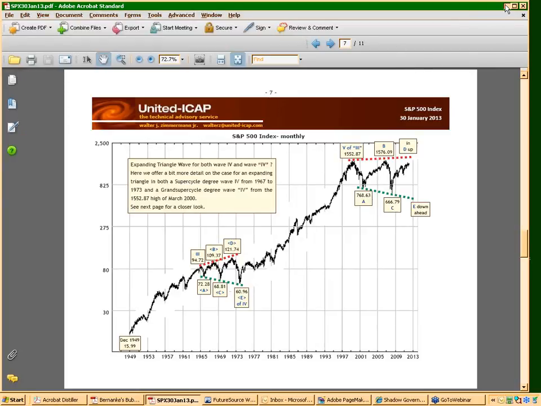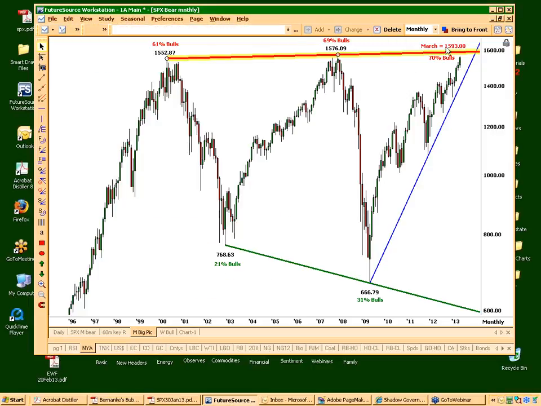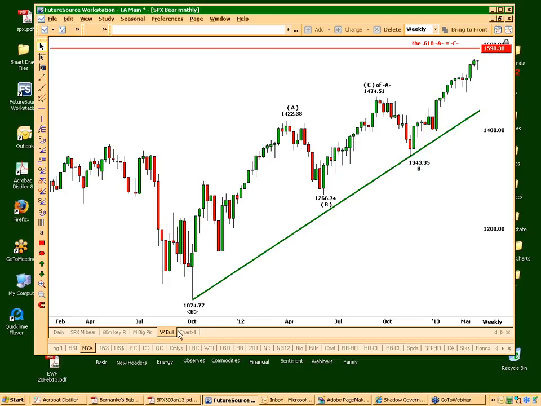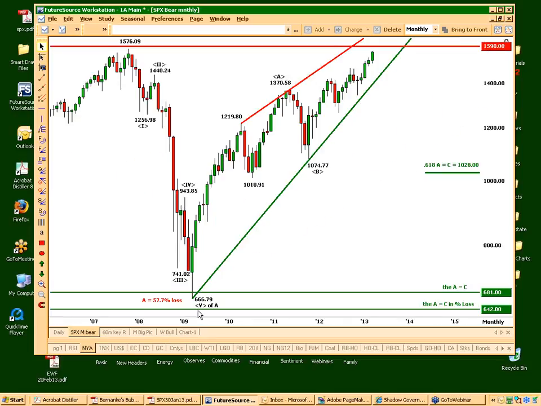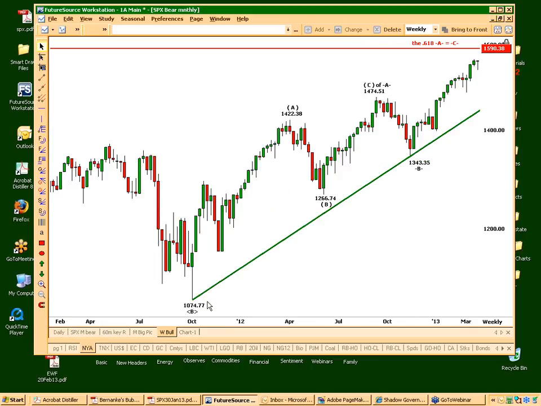Well, our bearish case lately has been this 1590, 1593 area. If we connect the dots from the internet bubble peak to the housing bubble peak in the S&P 500, that resistance line cuts this month at 1593. And then if we go to the weekly chart and look at the move up from this low in 2011 as an ABC, the 618A equals C is 1590.